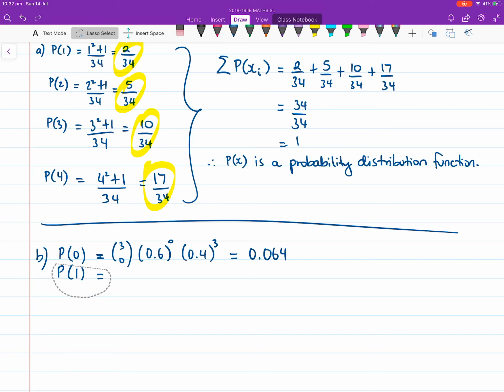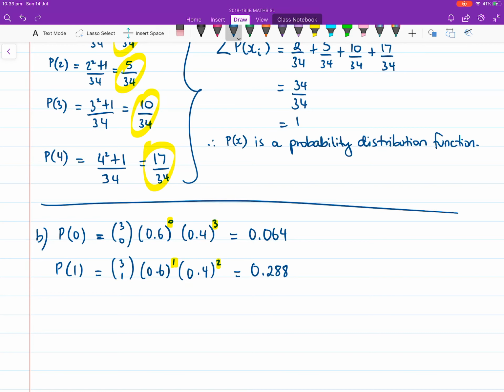Right, so we've just got to go through P(1). Actually, I should move this down, I won't have space. P(1), so this time, remember 3 choose 1, or 3C1. Then we've got 0.6 to the 1, and then 0.4 going down in power, squared. And remember the little trick, these powers have to add up to your n. 0 plus 3 is 3, 1 plus 2 is 3. Always has to add up to n. This one is 0.288.